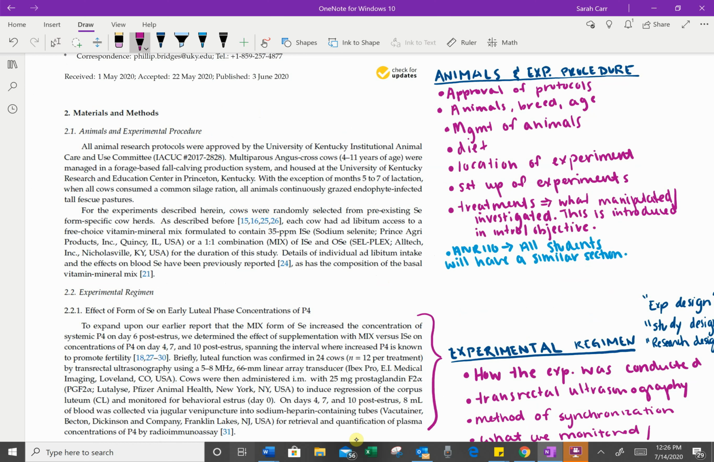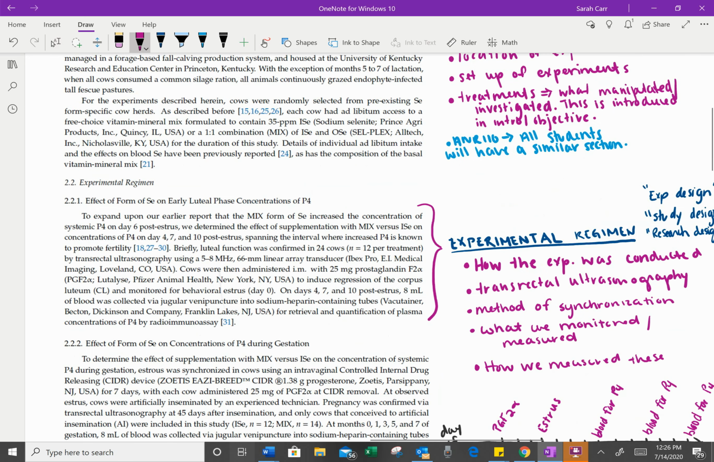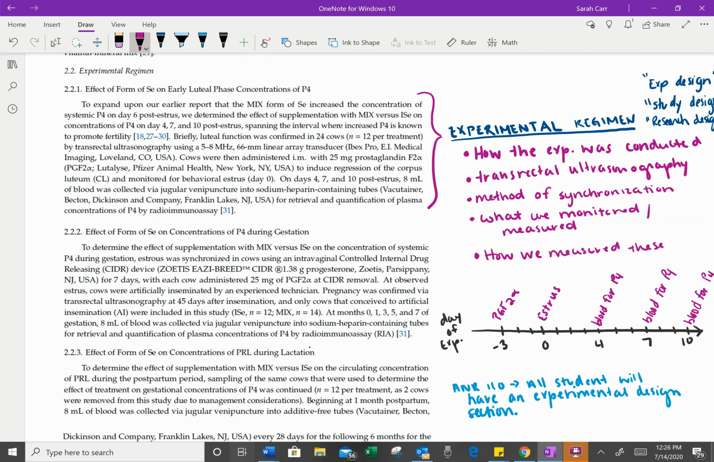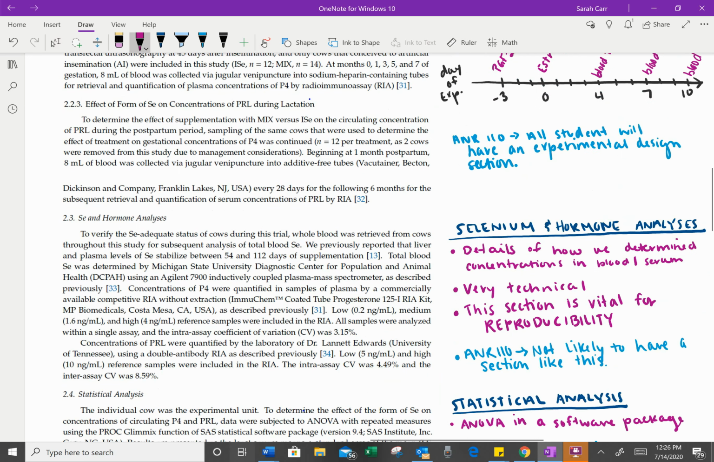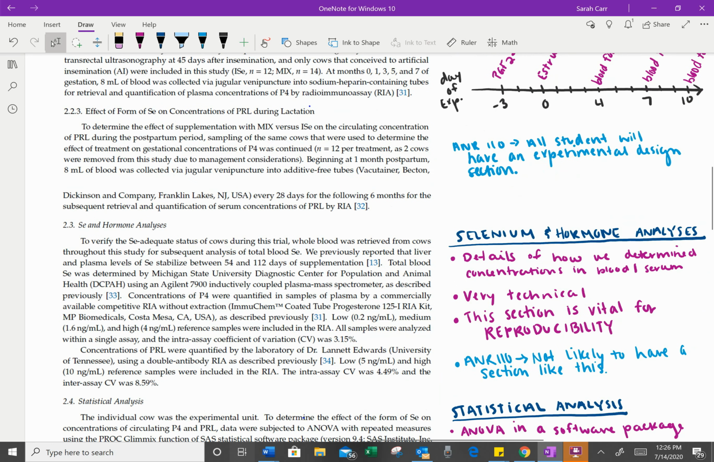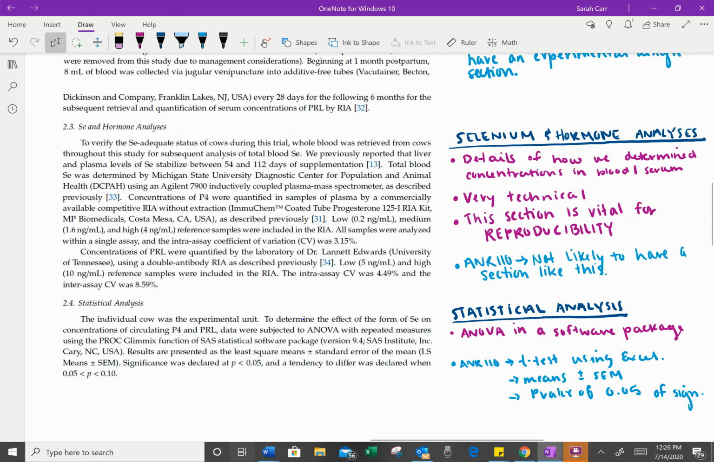At the top here, you can see it just lists materials and methods, and then I have subsections. And even some of these subsections have smaller sections, but for this paper, we're not going to go that far. There's the materials and methods, and then there's a subsection on animals and the experimental procedure, the experimental regimen, which in this case, there were 3 different mini experiments within this paper, so it's a little bit more complex than what we'll do in the course. I have a section on the selenium and hormone analysis, and then the statistical analysis. So it's very basic, very similar to what we just talked about.